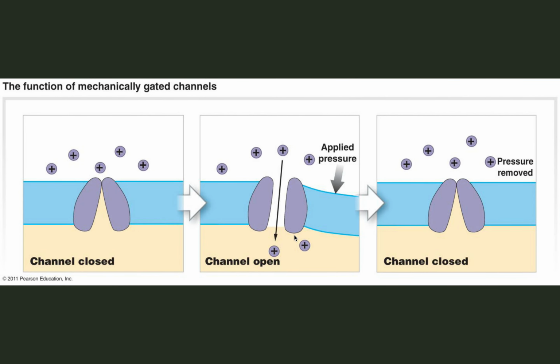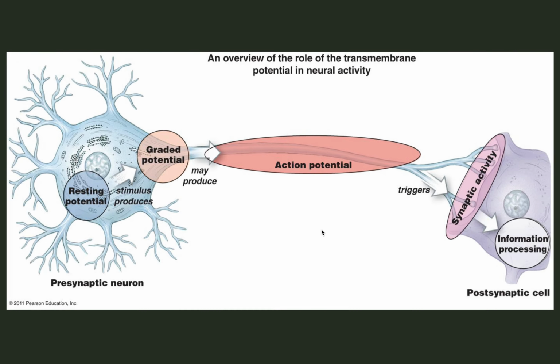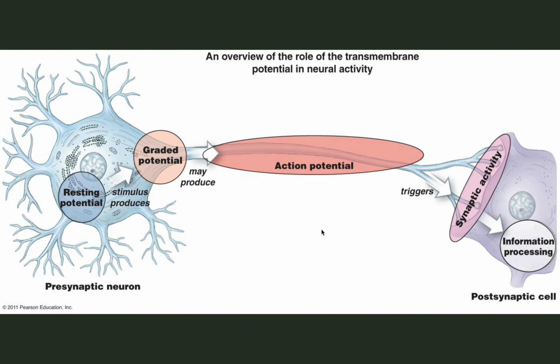And we also have some mechanically gated channels. They open in response to physical disturbance of the plasma membrane. This is how our touch receptors work, or our hearing receptors. We'll talk about them later. Alright, so now we're ready to talk about graded potentials.